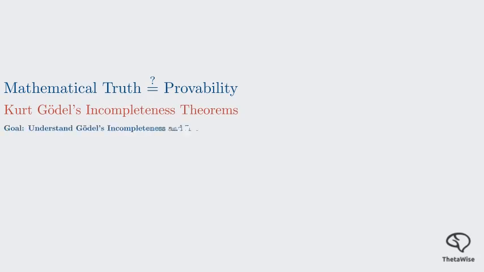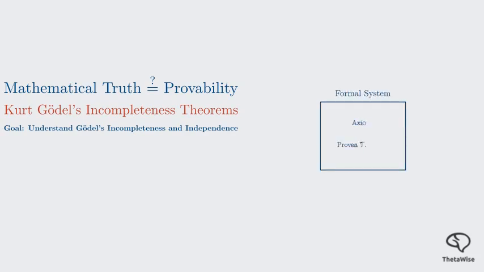For a long time, mathematicians believed that if something was true, it could eventually be proven. Kurt Gödel shattered this idea with his incompleteness theorems. Our goal today is to understand Gödel's incompleteness and the concept of independence. Gödel proved that in any sufficiently powerful formal system, like the one we use for basic arithmetic, there will always be statements that are true but unprovable within that system.